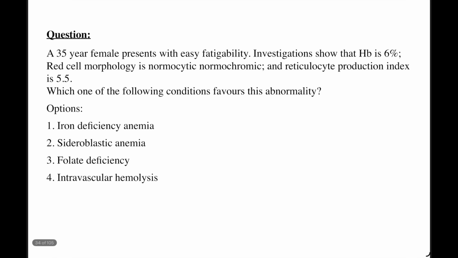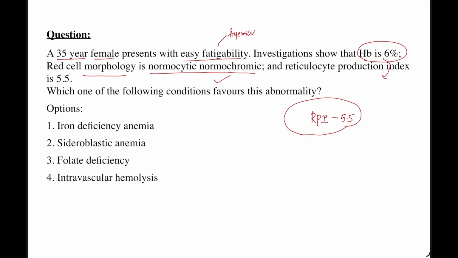Next, clinical question. A 35-year-old female presents with easy fatigability. That means you're suspecting something called anemia. Investigations, HB is very low. So anemia is confirmed. Now, red cell morphology is normocytic normochromic. And in this condition, the reticulocyte production index is 5.5. Now you need to know what are the implications of this reticulocyte production index.